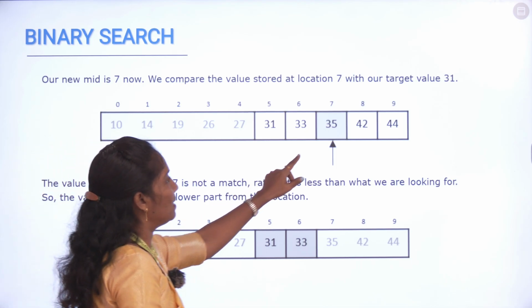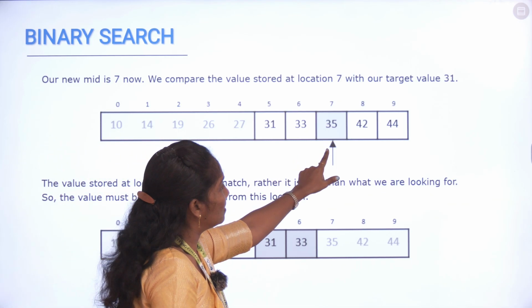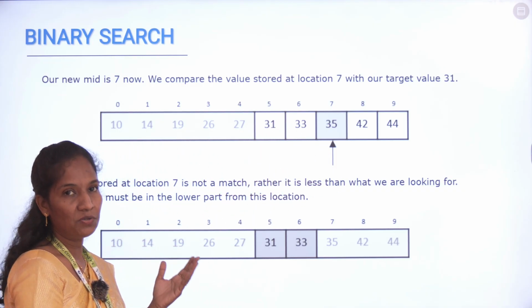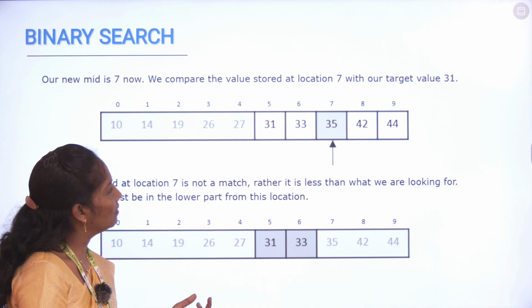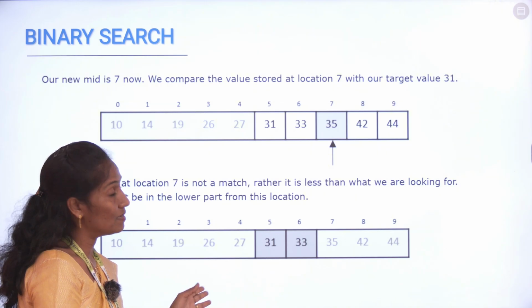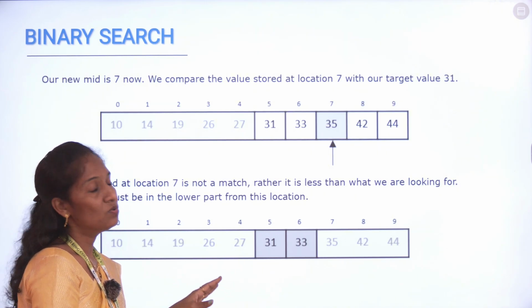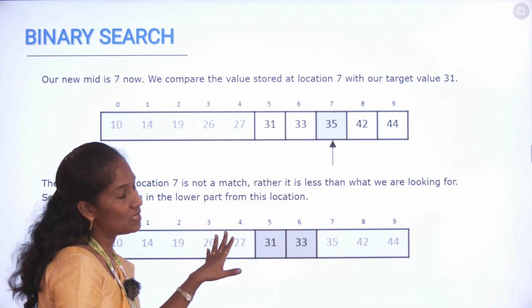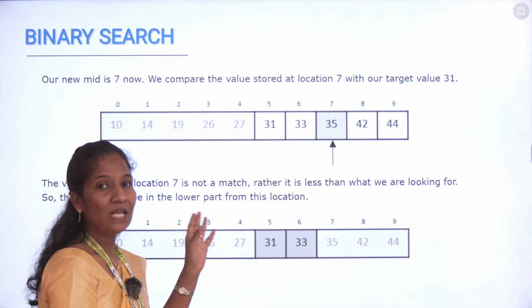Index 7 contains the element 35, and this 35 should be compared with the key which we are going to search. The value we are searching for is 31. So 31 is less than the value at index 7, which is 35. So what we have to do is move to the left-hand side.